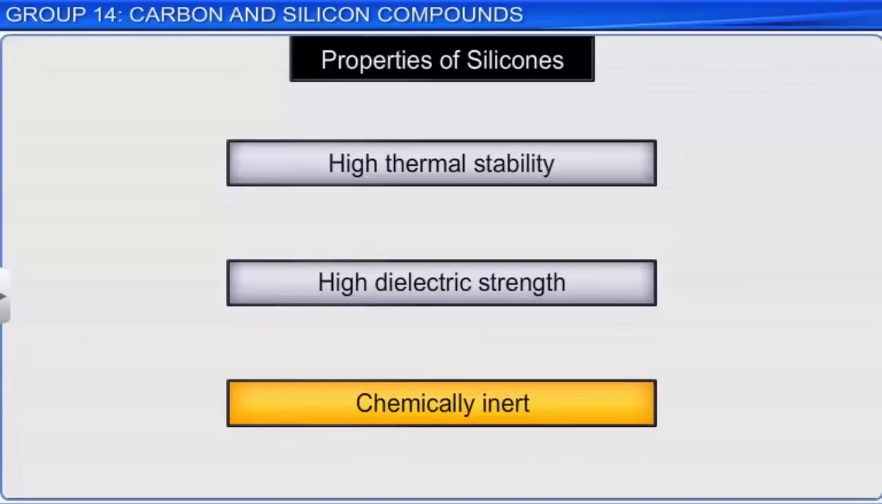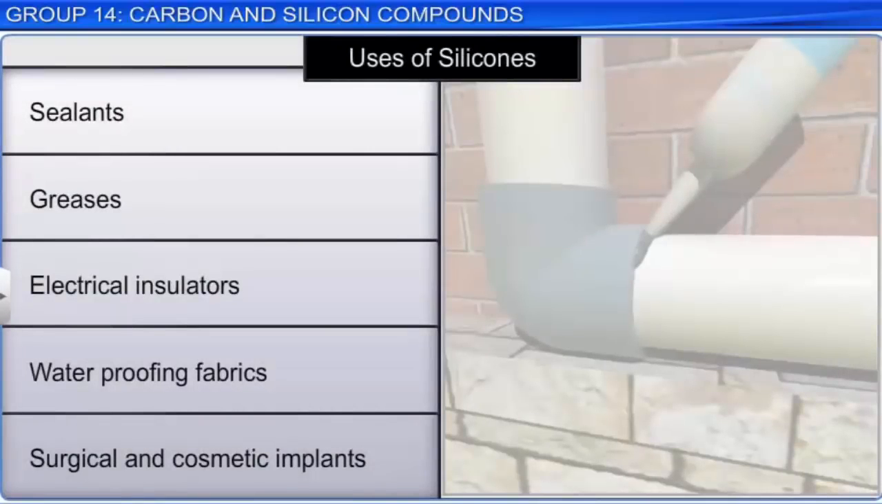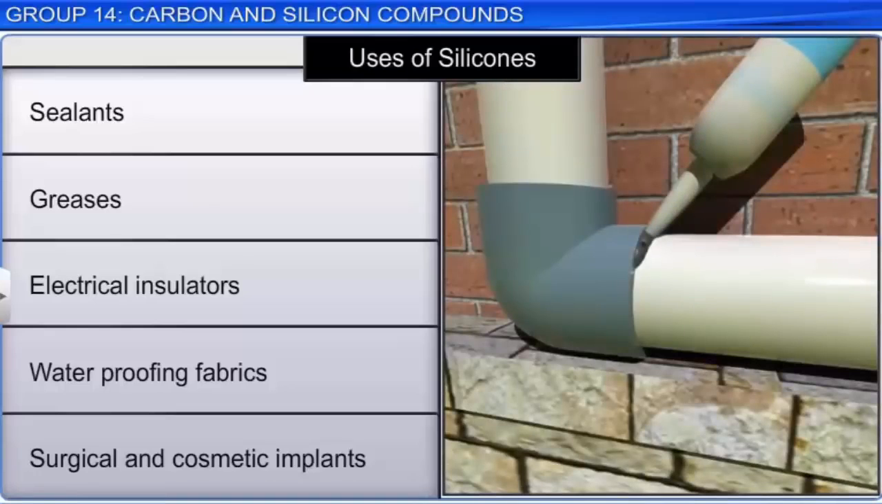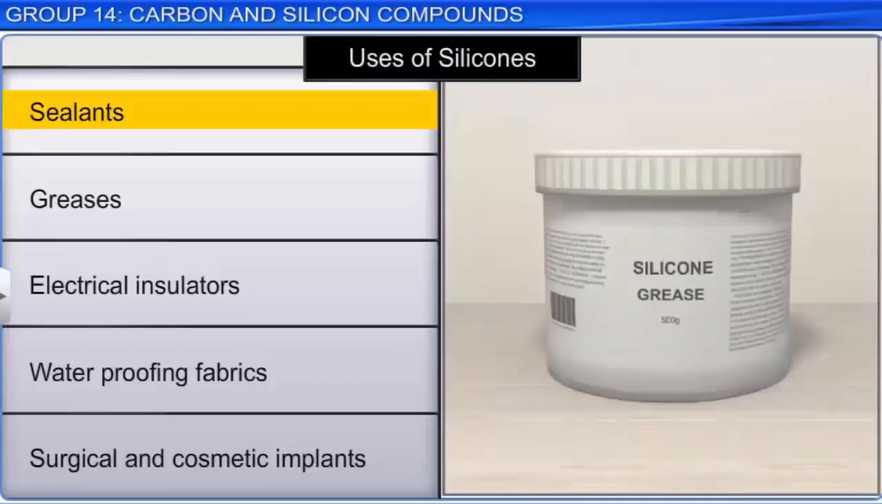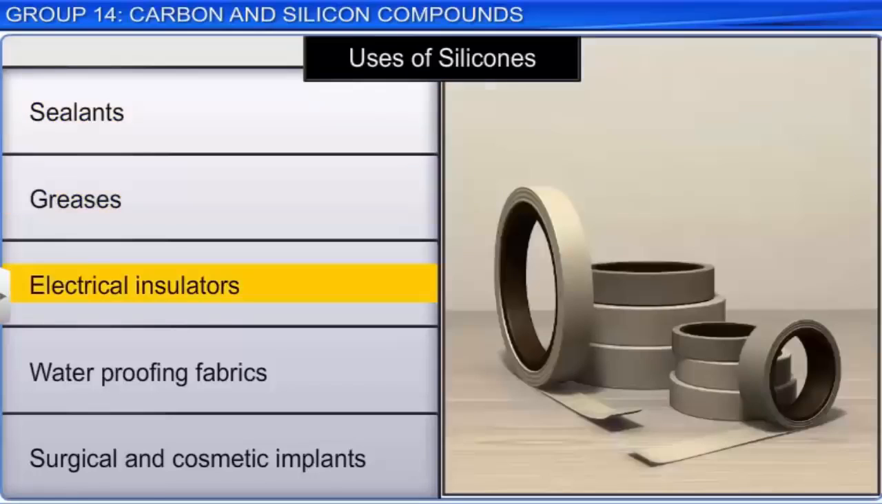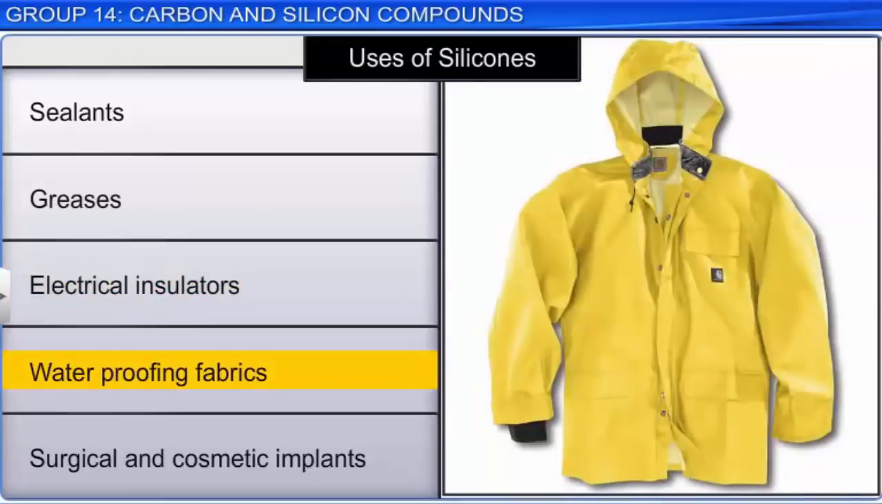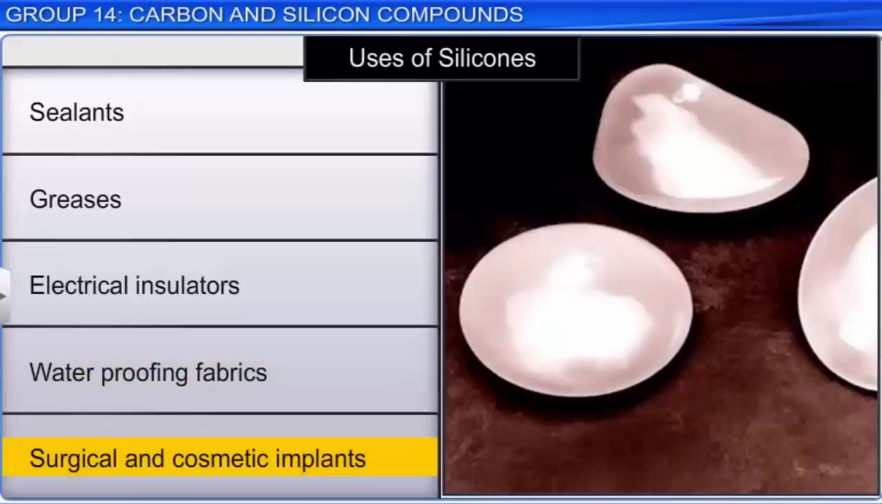These properties of silicones make them very useful. Silicones are used as sealants, greases, and electrical insulators, as well as for waterproofing fabrics. They are also used for surgical and cosmetic implants, as they are biocompatible.